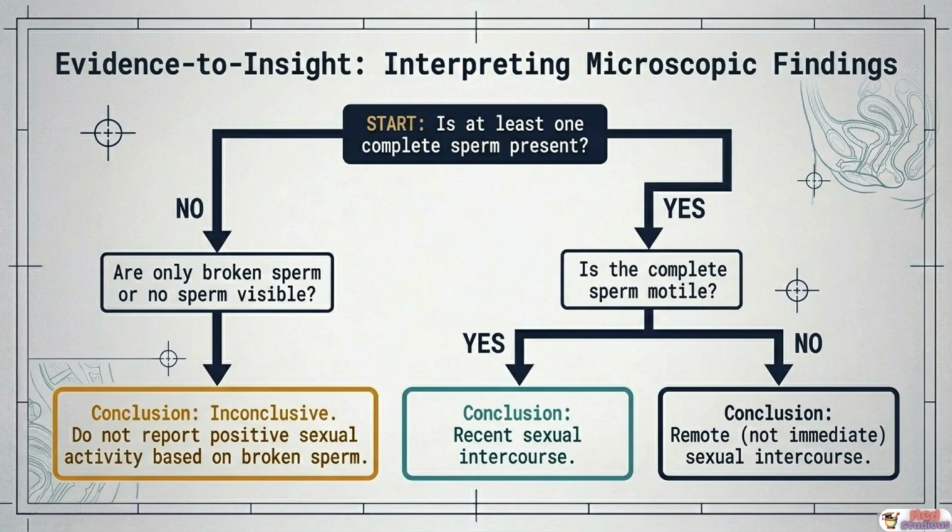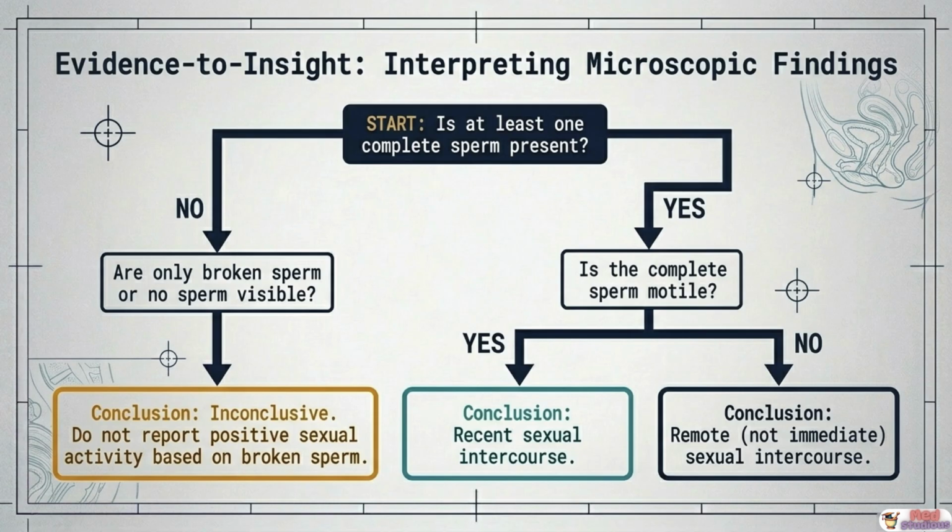This is a critical forensic rule. A finding of only broken sperm must never be reported as evidence of positive sexual activity. Broken sperm heads are frequently artifactual and have no reliable evidentiary value. If at least one complete spermatozoan is identified, the second question is: is the sperm motile? If yes, motile spermatozoa are present, the conclusion is recent sexual intercourse, typically within the preceding 6 hours, as spermatozoa maintain motility in the vaginal environment for approximately 3 to 6 hours post-ejaculation.